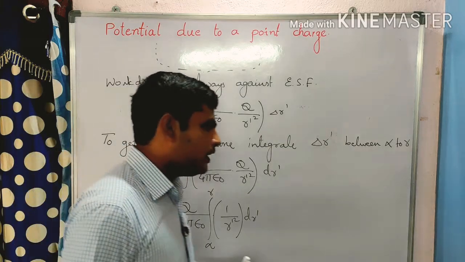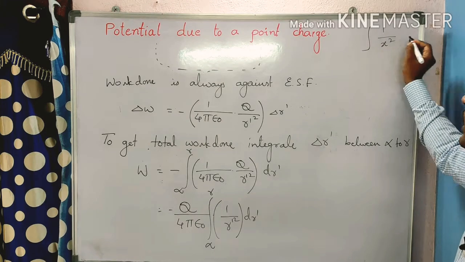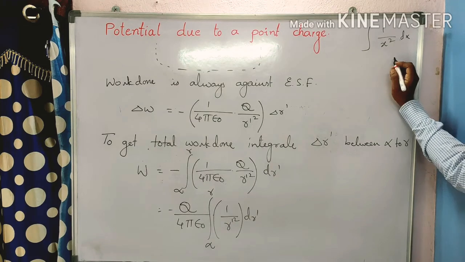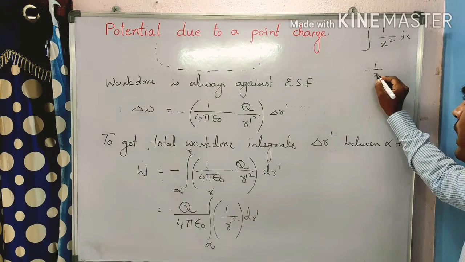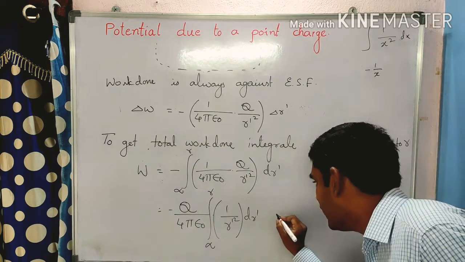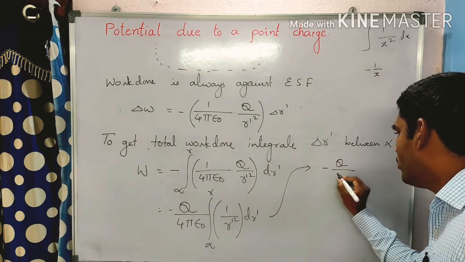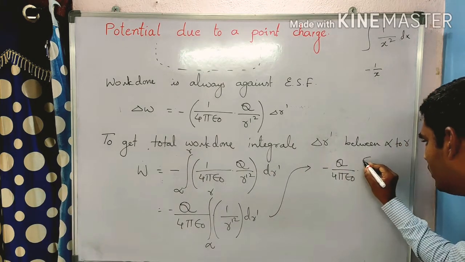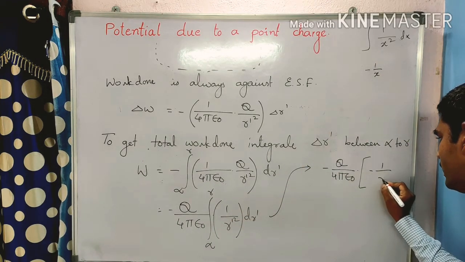So what is the value of the integration of 1 by r dash square? The integration of 1 by x square dx: can you say the answer? The value will be minus 1 by x. So on the same basis, minus Q by 4 pi epsilon naught, and the integration of 1 by r dash square is minus 1 by r dash.